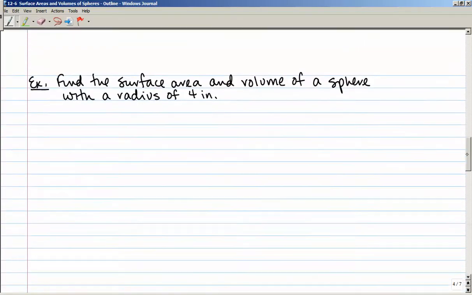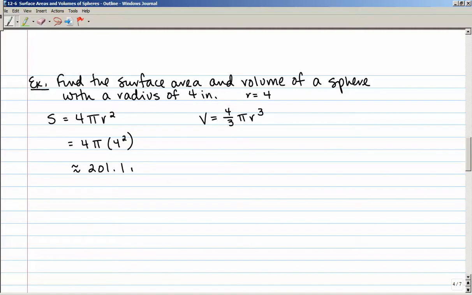Let's try a couple examples. Find the surface area and volume of a sphere with a radius of 4 inches. So my radius is 4, and I'm going to write out the formulas. S equals 4 pi r squared, and V equals 4/3 pi r cubed. Very straightforward, just plug in 4 for the radius. So S equals 4 times pi times 4 squared, which is approximately equal to 201.1 square inches.